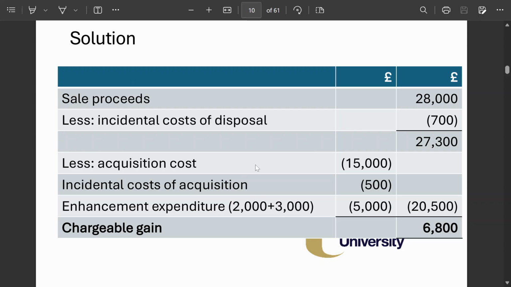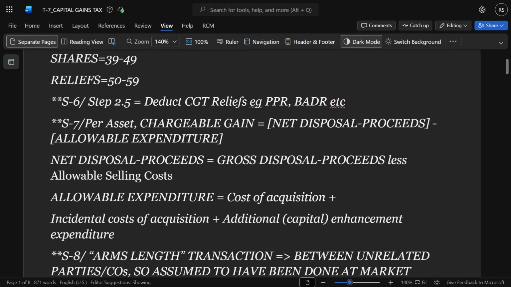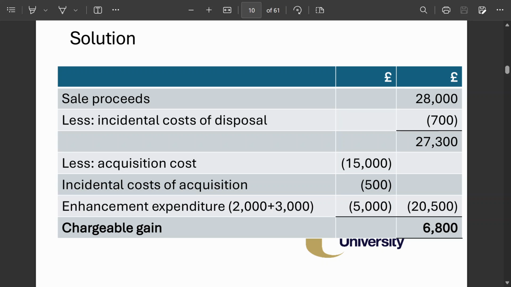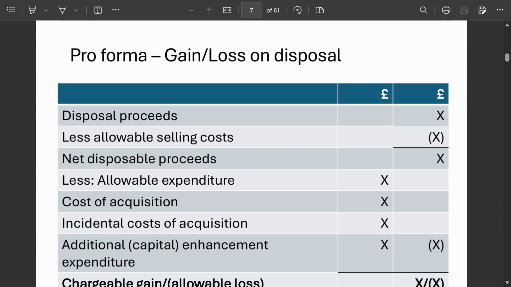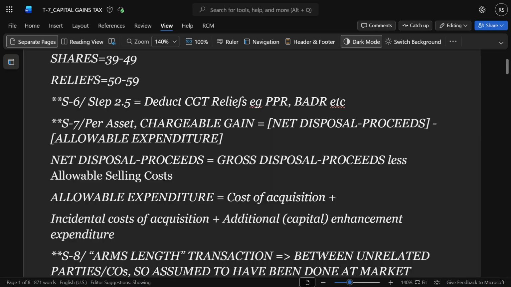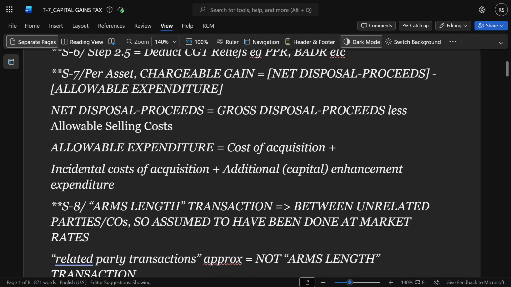Okay, so always remember this framework. That's why I gave that framework in your notes. I think which slide is that actually where we have the framework? Yeah, it is slide 7 where we have this framework. So I just added some additional terminology. So gross disposal proceeds less the allowable selling cost.